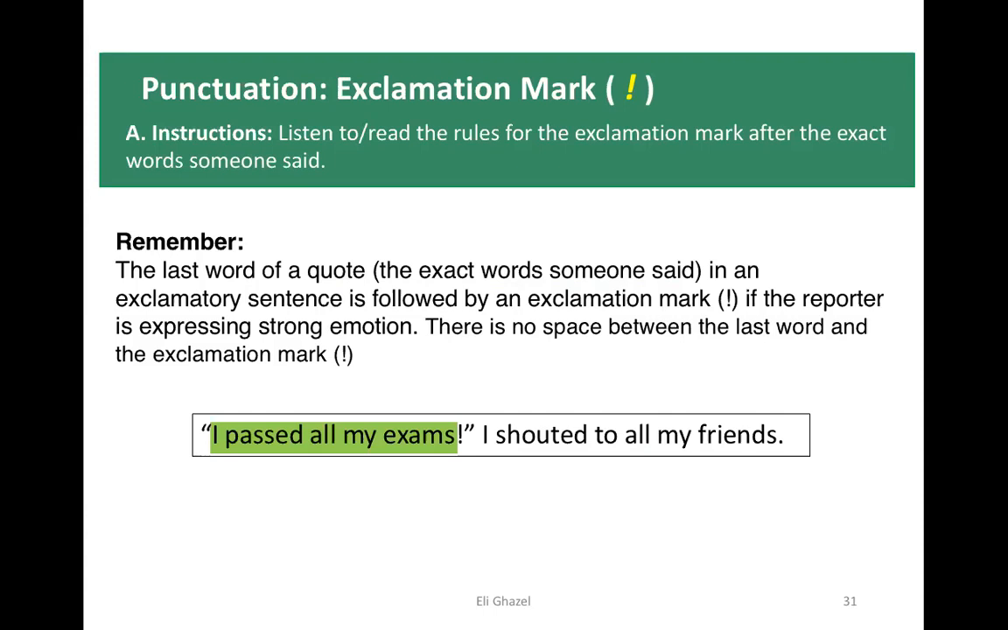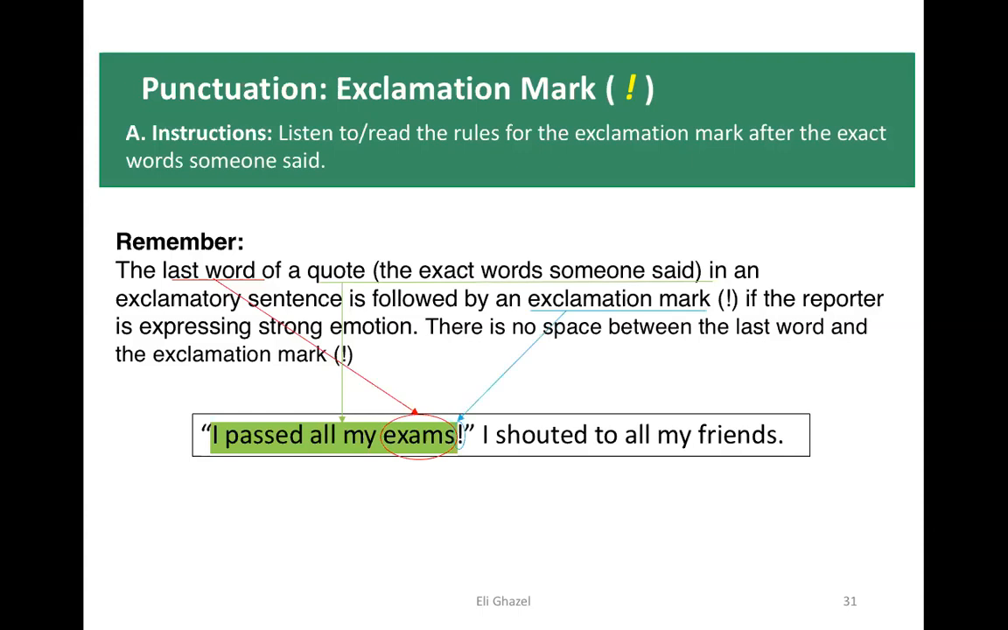Let's look at the last word in the quotation. "Exams." And what were the exact words? "I passed all my exams!" Now that is cause for jubilee, right? It's a strong emotion. So our last punctuation mark is the exclamation mark.